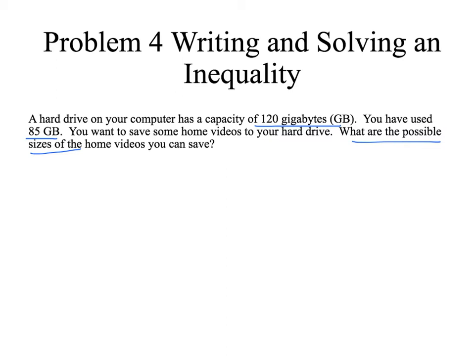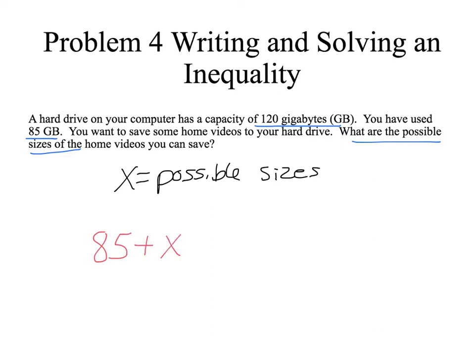Okay, well, we've already used, let's say, let's pick a variable. What are the possible sizes? So instead of using S, because I don't like to use S, I'm just going to use x, and that's going to represent possible sizes, so I don't have to use a variable S. So we've already used 85 gigabytes, plus whatever our possible sizes are. Okay, now the other side's got to be 120.